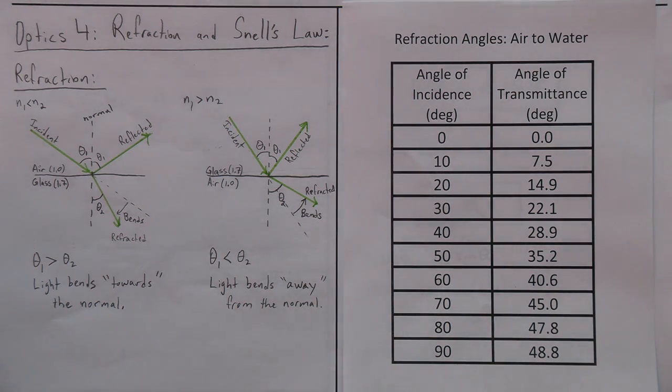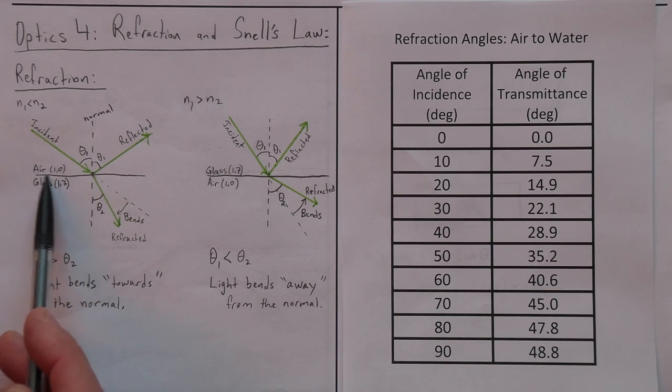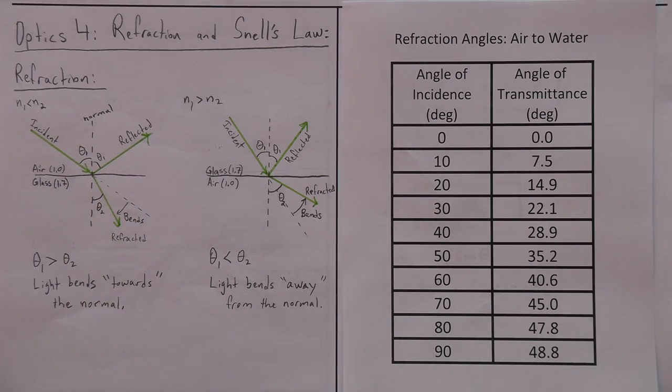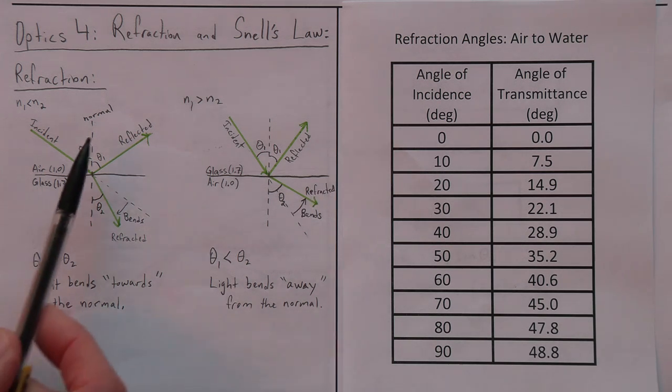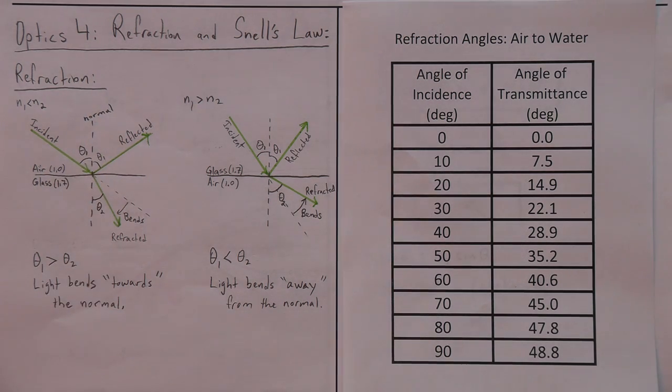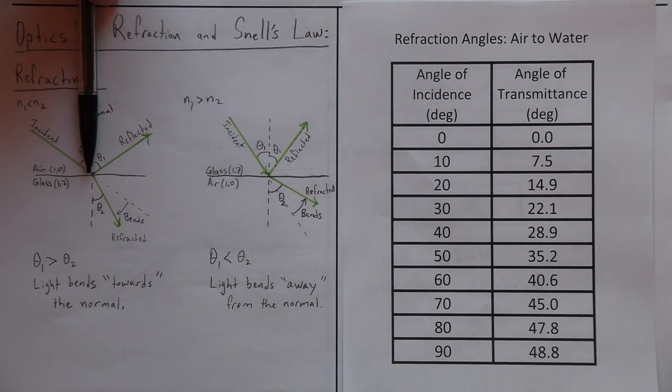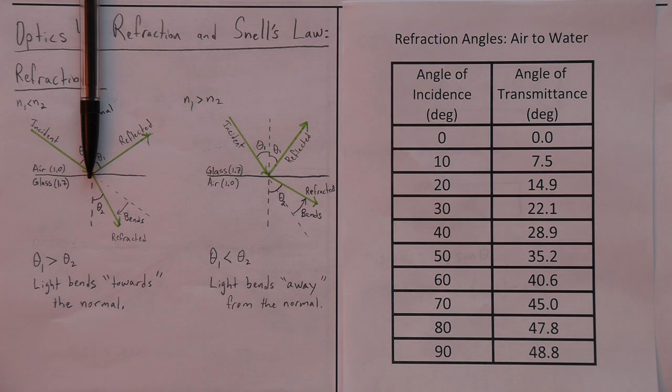A lot of students will think 0 degrees means it's like this, because they're thinking the angles are measured with respect to the surface. No, the angles are always, in optics, measured with respect to the normal. So 0 degrees from the normal means it's actually on the normal. See, this is like 10 degrees apart. That's 0 degrees apart.